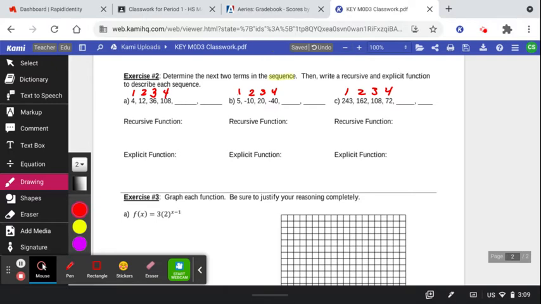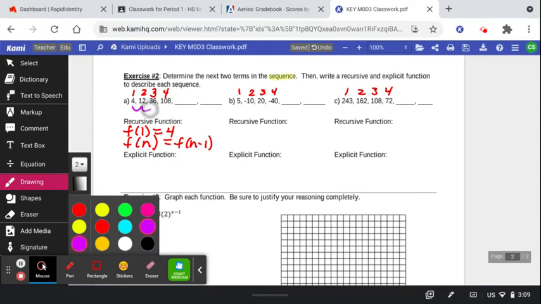Assuming that's the first step, we're going to know that the recursive goes like this. F of 1 equals 4, the first term is 4, and f of n is equal to f of n minus 1. Notice that as we jump from a 4 to a 12, from a 12 to a 36, from a 36 to a 108, we can see that that's multiplying by 3.